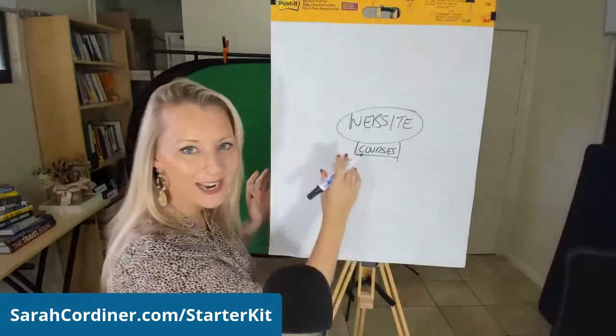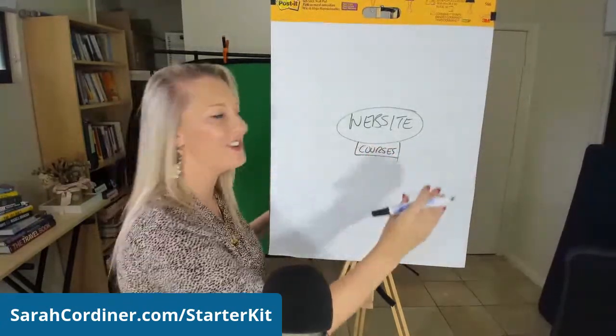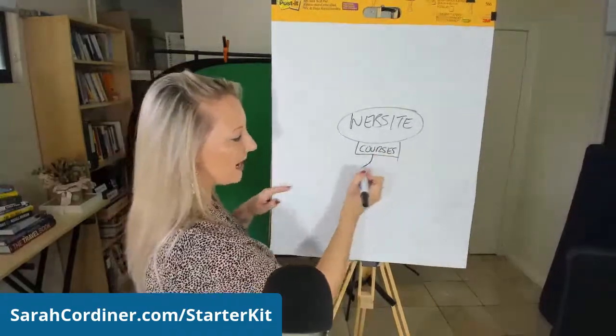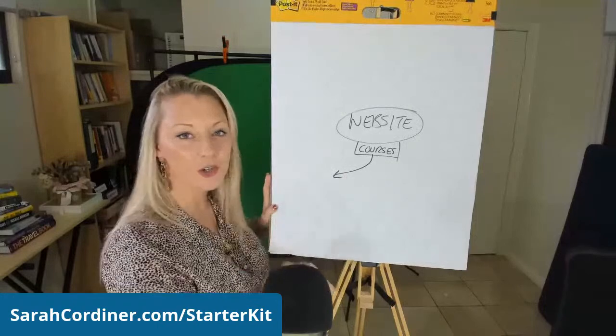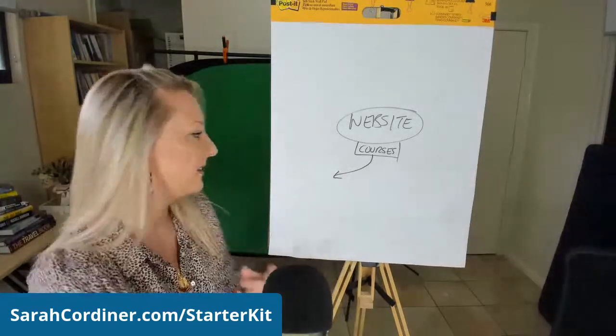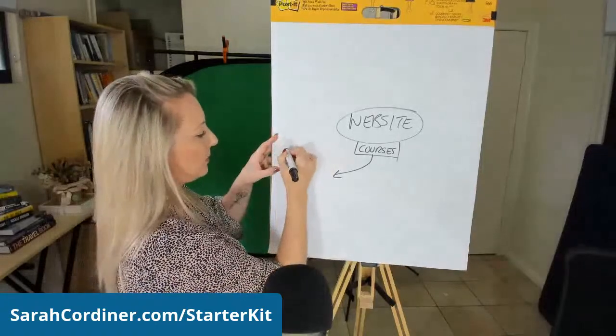Now, your website should have what's called a courses tab. So you have your home page, you have your contact us page, you have your products and services page, you have a courses tab. That courses tab should send people to your online school. Now, there are 3 ways that you can actually sell your courses. Number one, let's call this your school.